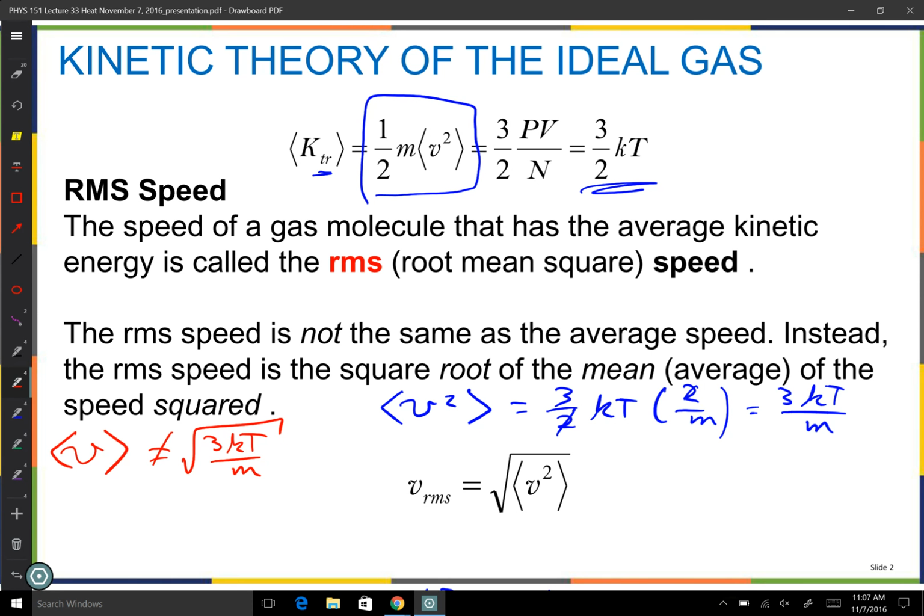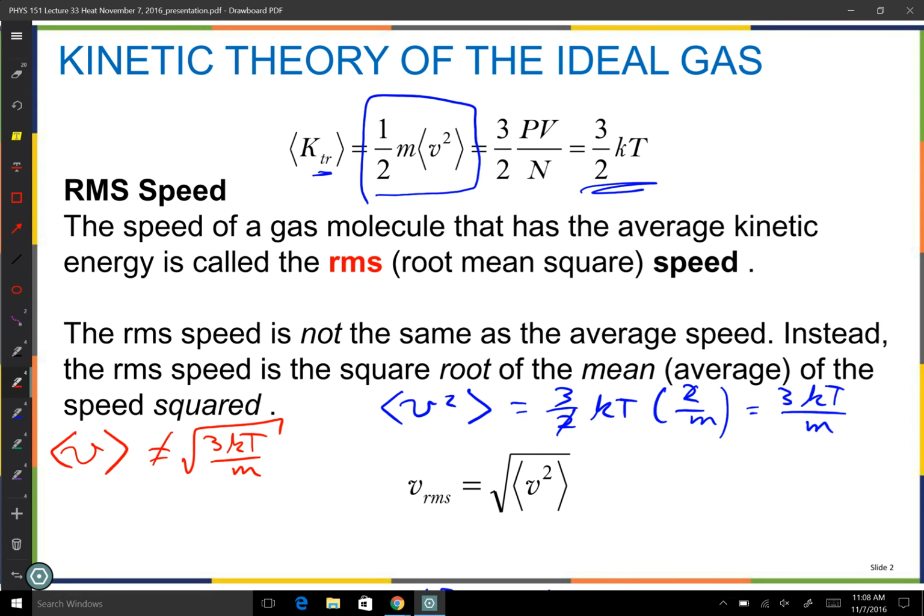So the difference is if I have the numbers 1, 2, and 3. The average of 1, 2, and 3 is, of course, 1 plus 2 plus 3 divided by 3 is 2. But if I take the average of the squares of those numbers, that's going to be 1 squared plus 2 squared plus 3 squared, all divided by 3. That's going to be 1 plus 4 plus 9, so 14, divided by 3 is 4 2/3. And if I take the square root then of 4 2/3, that's not the same value of 2. It's bigger, right?